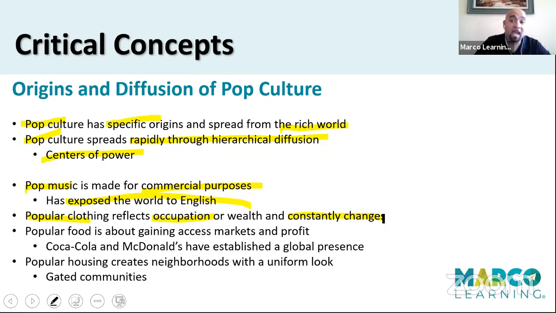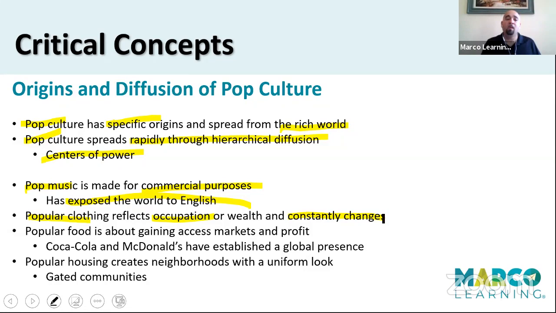Occupation ties into this. Also, the fact that popular clothing constantly changes. They have fashion shows. They're putting out new things. And what's in right now might not be what's in 6 months from now. So you are constantly dealing with supply chains. If you have a fashion show, people have to be ready to manufacture it and ship it, and it's got to be ready to be on the shelves in as little time as possible. Because somebody might like a certain style of attire one day, and a few weeks down the road, it's over. That moment has passed.